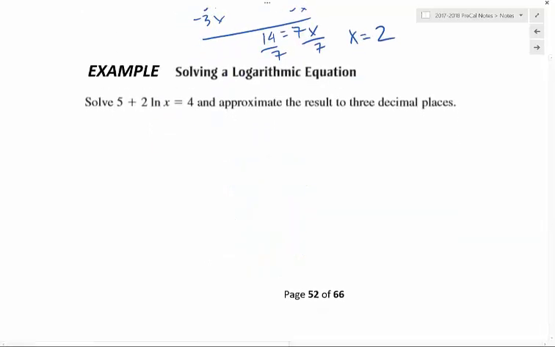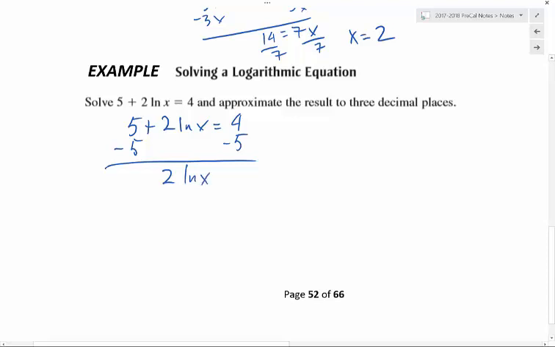Solve 5 plus 2 times the natural log of x equals 4 and approximate the result to 3 decimal places. So I have 5 plus 2 times the natural log of x equals 4. I'm going to subtract 5. So I'll get 2 times the natural log of x equals negative 1. I'm going to divide by 2. So I get the natural log of x equals negative 1/2.